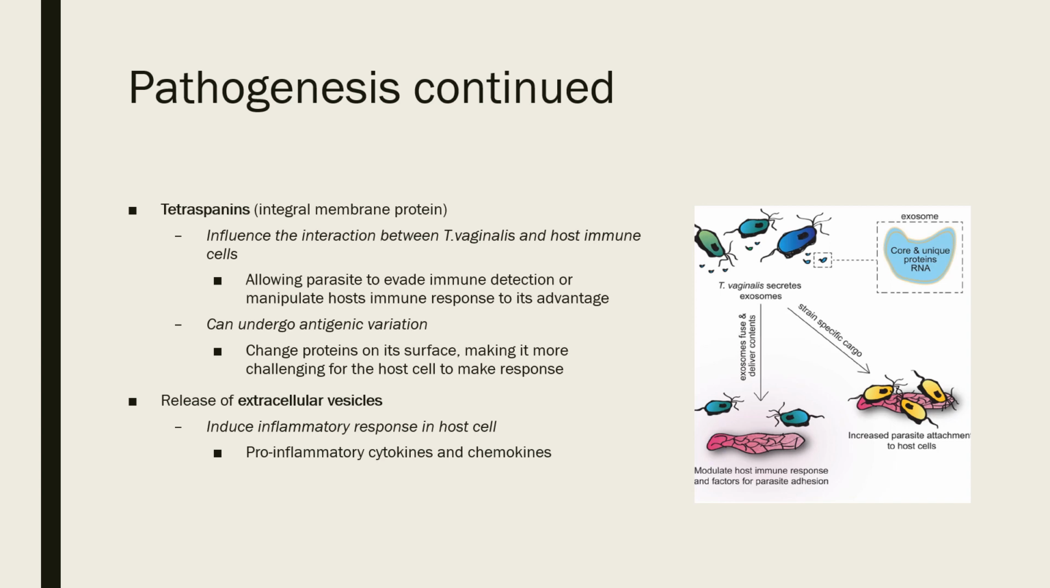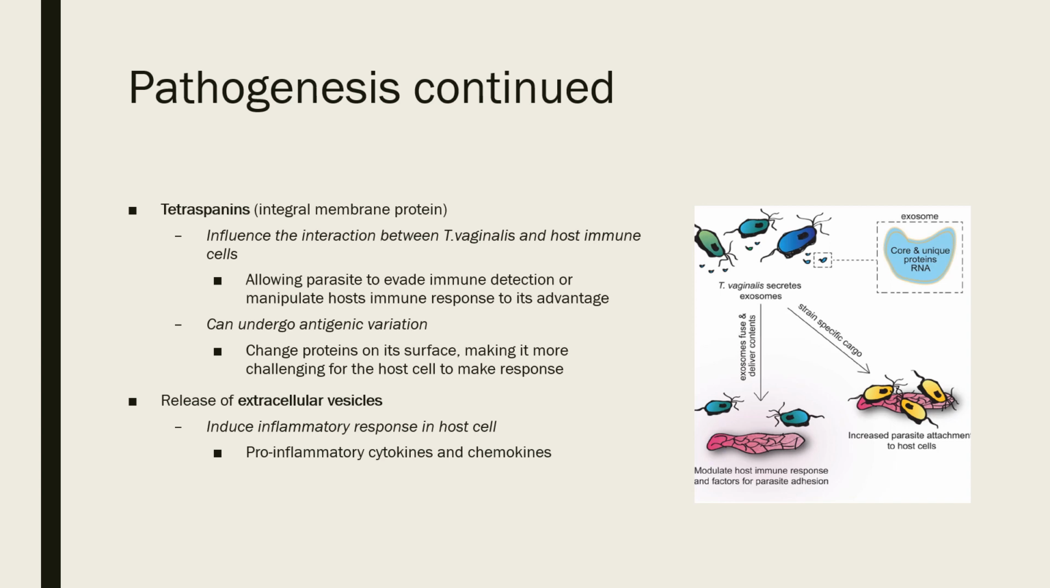So a little bit more about the pathogenesis. The tetraspanins, which are integral membrane proteins, influence the interaction between T. vaginalis and the host cells, the host immune cells, which is what's being shown in this picture here. It allows the parasite to evade immune detection or manipulate the host immune response to its advantage.